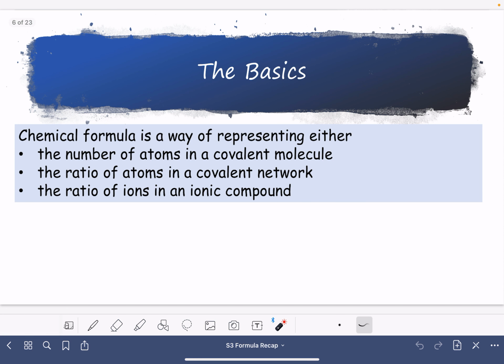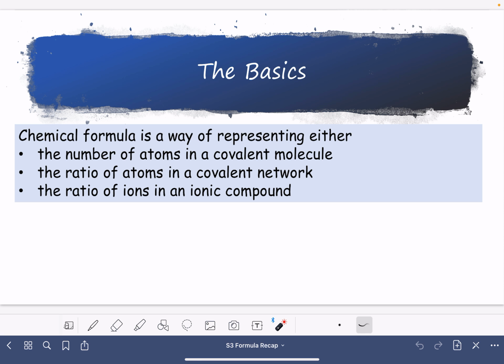And chemical formula is a way of representing either the number of atoms in a covalent molecule, so counting that number of atoms. It could also be the ratio of atoms in a covalent network. So for example, in the silicon dioxide, we had 1 silicon for every 2 oxygens. So it would be SiO2. Or it could be the ratio of ions in an ionic compound. So in our sodium chloride, we had 1 sodium ion for every 1 chloride ion. So that's a 1-to-1 ratio, so it would be NaCl.